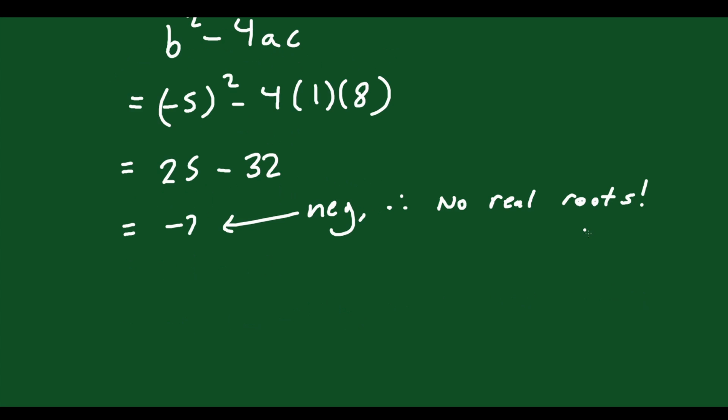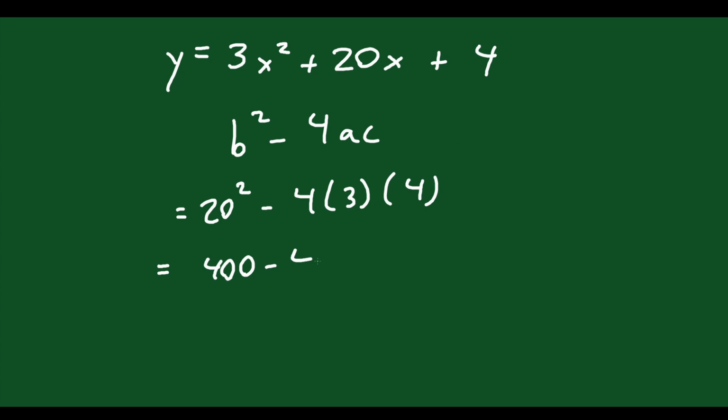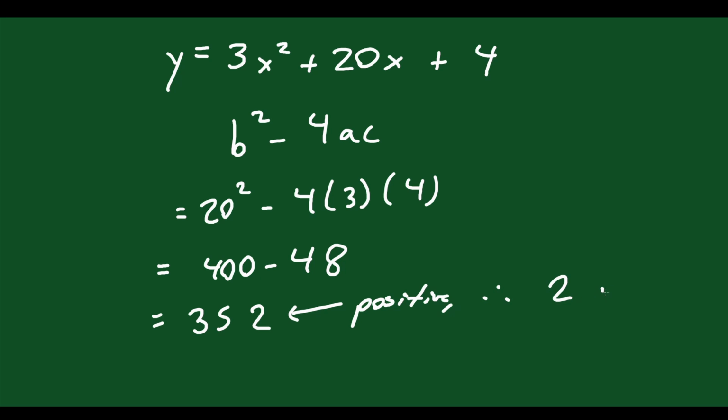Okay, let's look at another one. Let's say you have y equals 3x squared plus 20x plus 4. Again, the question is, how many roots does this have? You do b squared minus 4ac. b is 20, so 20 squared minus 4 times a, which is 3, times c, which is 4. So that's going to be 400 minus 48. That's going to equal 352. That's a positive. Therefore, we have 2 roots.